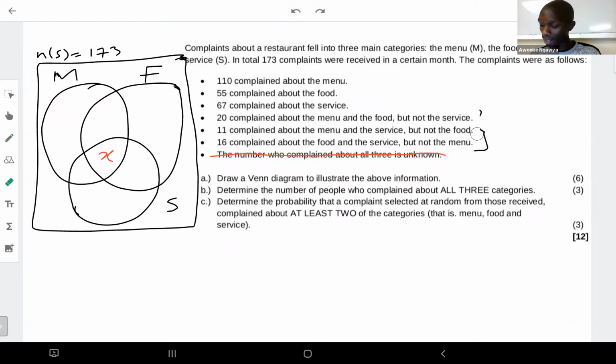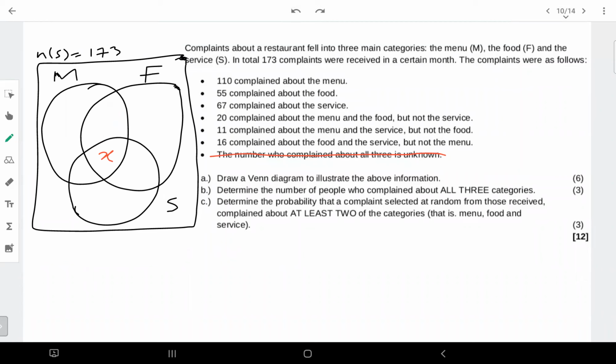So let us discuss it. Is there someone with an idea? What can we write between M and F? What can we write there? What is the information about menu and food? How many complaints about menu and food?